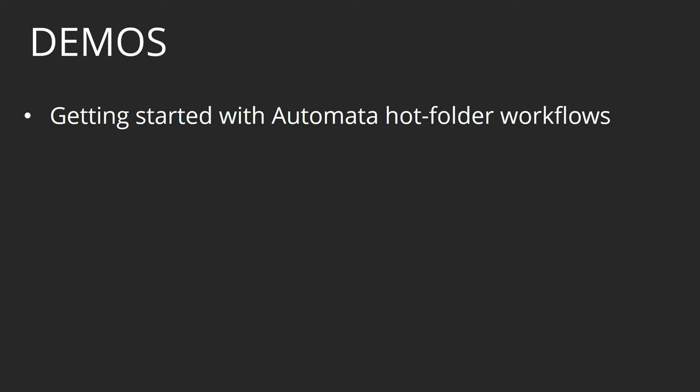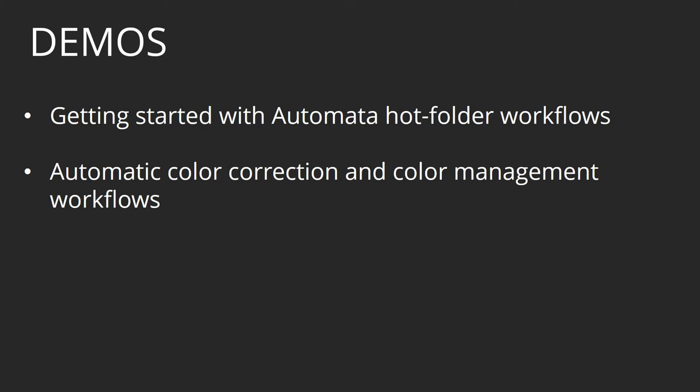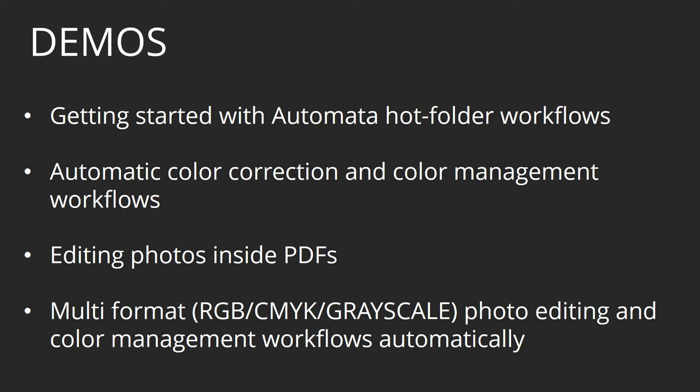So first we have a getting started tutorial about Automata's hot folder workflows. Then we have how you can handle color correction and color management with Automata. And then how you can edit PDF, so photos inside PDFs, with SoftColor Automata. And the last one is the advanced topics: how you can handle multi-format, one single folder input workflows for RGB, CMYK, Grayscale. So how you can handle these multi-format workflows easily and automatically with SoftColor Automata.